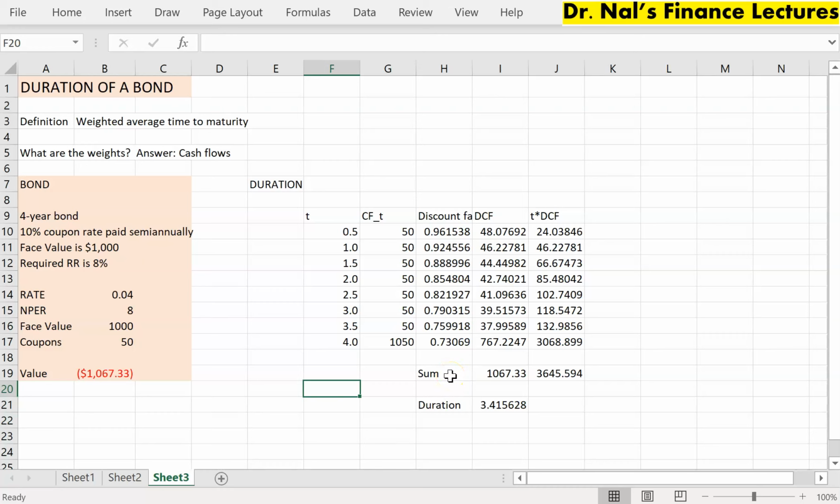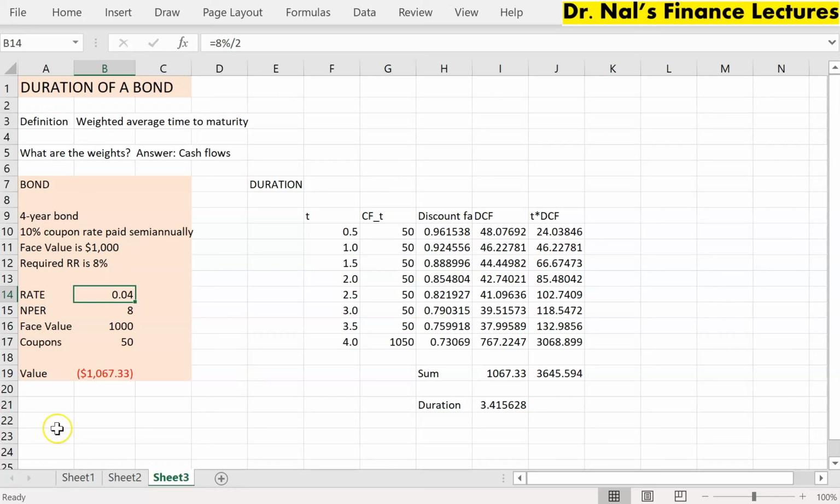Now we would like to analyze the effects of a change in the interest rate. Suppose that interest rates were to go up by, so currently the required rate of return is 8%. So let's say that the interest rates went up by 10 basis points.